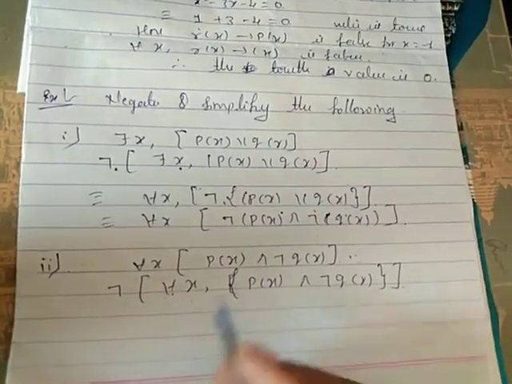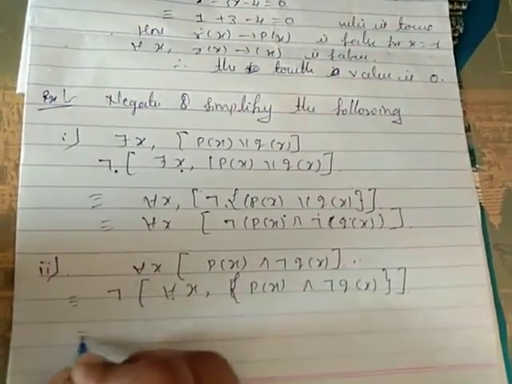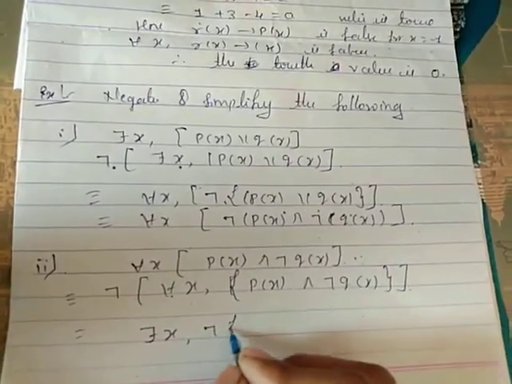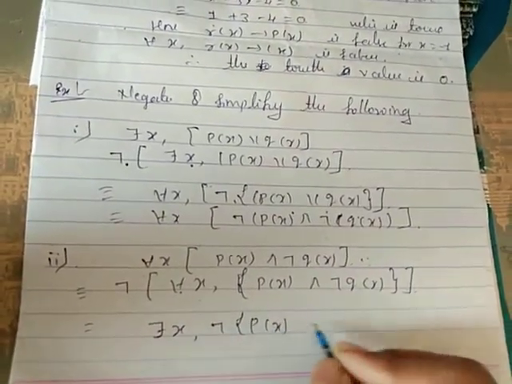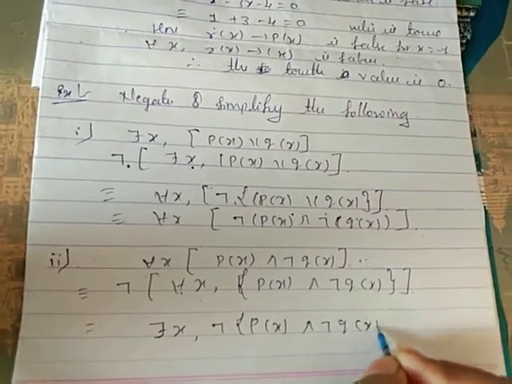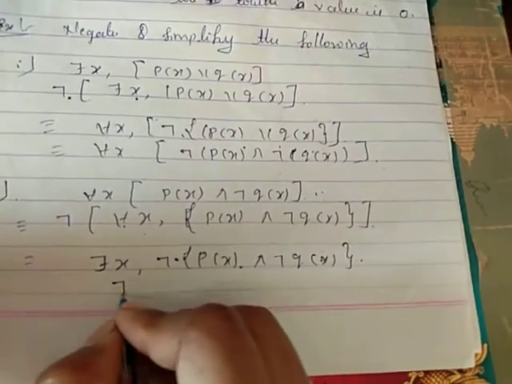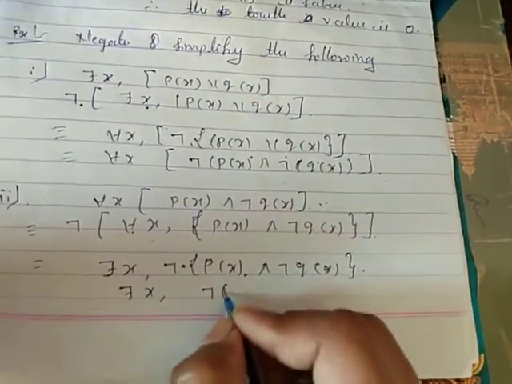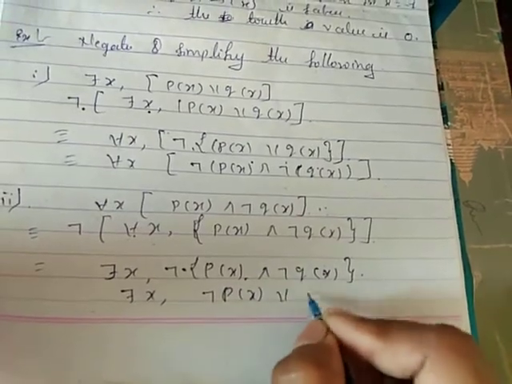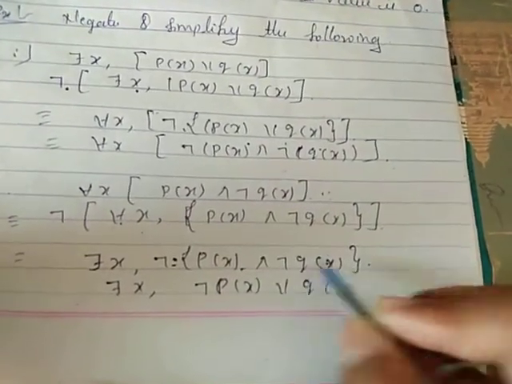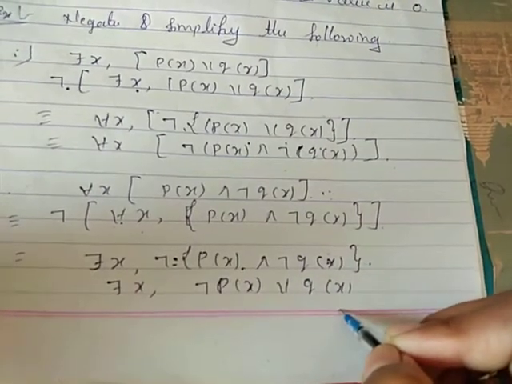Negation of for all x becomes there exists an x. Now negation of p of x and negation of q of x becomes negation of p and negation of q, which is negation of p of x or negation of q of x, which is q of x.